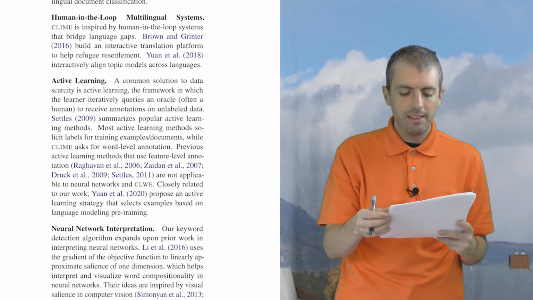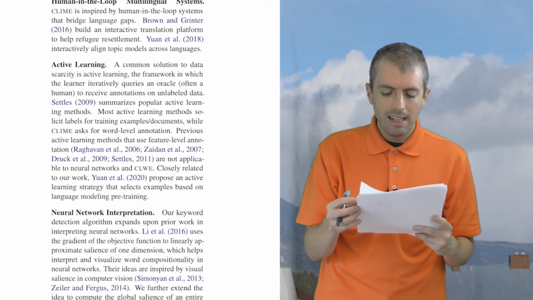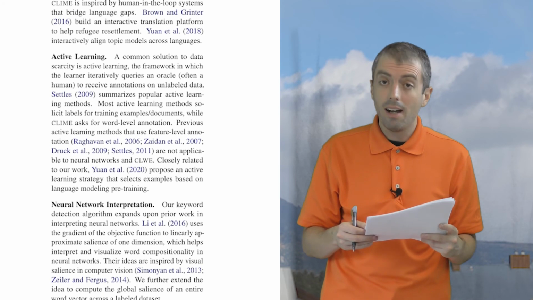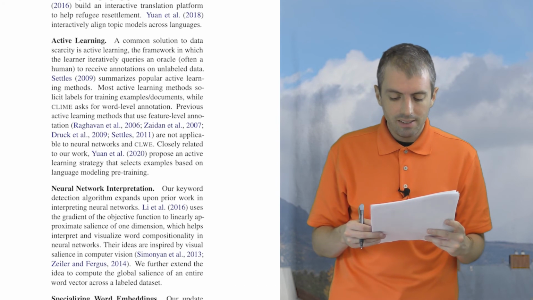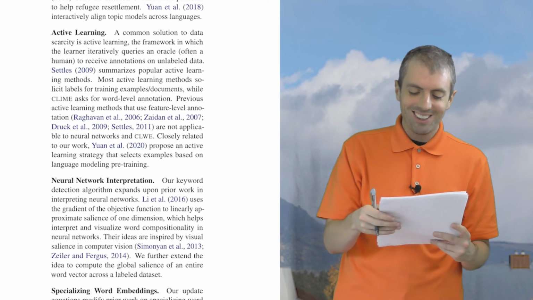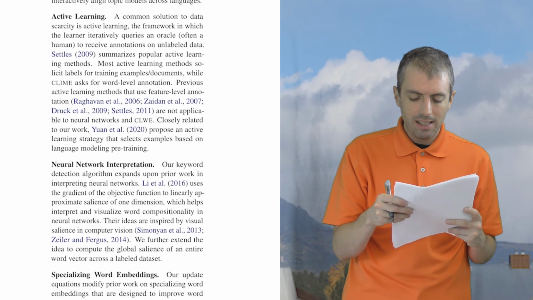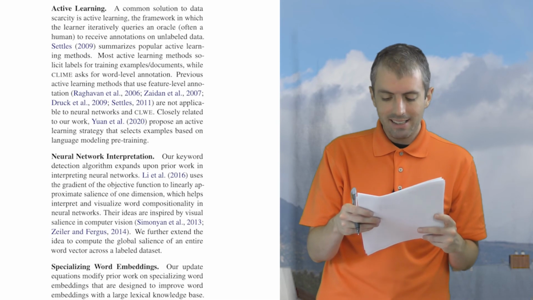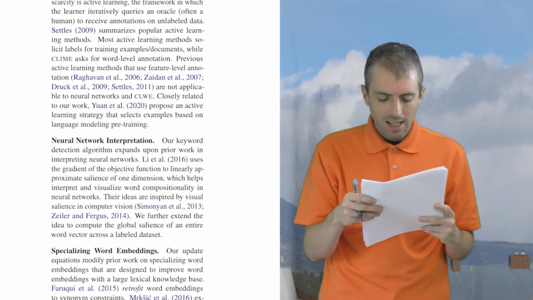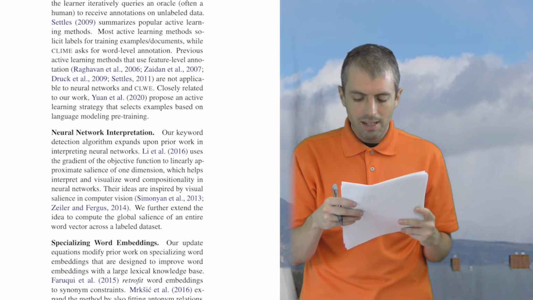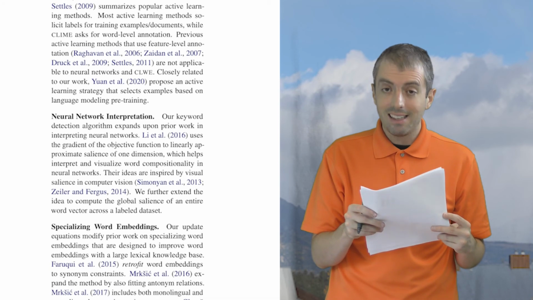A common solution to data scarcity is active learning, the framework in which the learner iteratively queries an oracle, often a human, to receive annotations on unlabeled data. Settles summarizes popular active learning methods. Most active learning methods solicit labels for training examples, documents, while CLIMB asks for word-level annotation. Previous methods that use feature-level annotation are not applicable to neural networks and CLWE. Yuan et al. propose an active learning strategy based on language modeling.